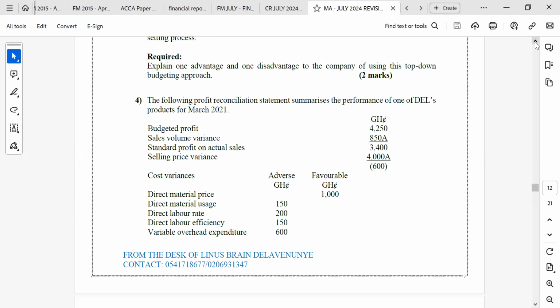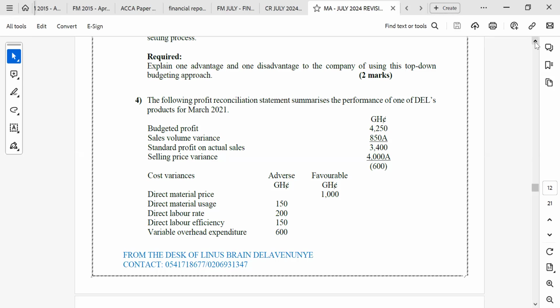Question 4. The following profit reconciliation statement summarizes the performance of one of Dell's products for March 2021. We have budgeted profit, sales volume variance, standard profit on actual sales, and then selling price variance. Our cost variances, adverse and favorable.